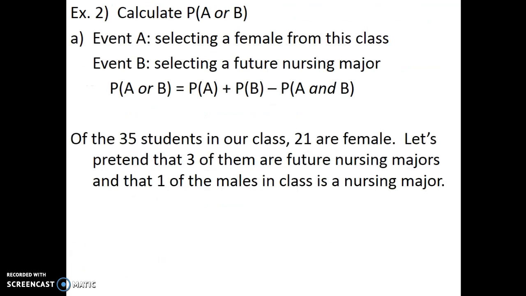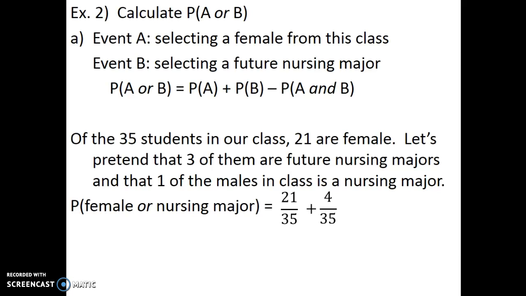So that means if I'm going to be selecting a female from this class or a future nursing major, let's say that out of our 35 students in our class, 21 of you guys are female. We're going to pretend that 3 of you are future nursing majors. One of the males in the class is a future nursing major as well. So if I want the probability of selecting a female or selecting a nursing major, we need the probability of selecting a female, 21 out of 35, plus the probability of a nursing major. Well, 3 are girls, 1 is a guy, so 4 out of 35.